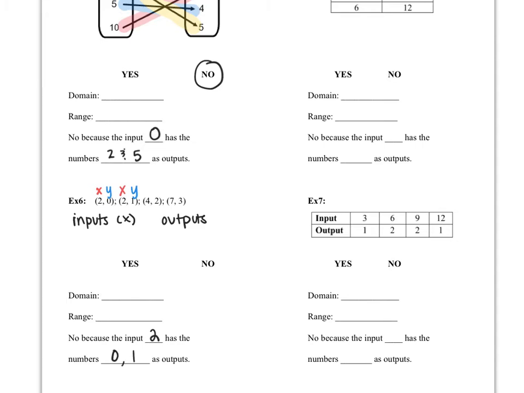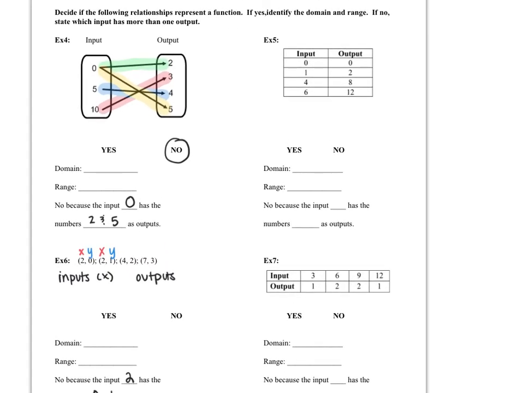Again, I don't have a domain and range, but if I did, it would be my x values and my y values. Pause the video to try examples 5 and 7. Press play when you're ready to check your answers.